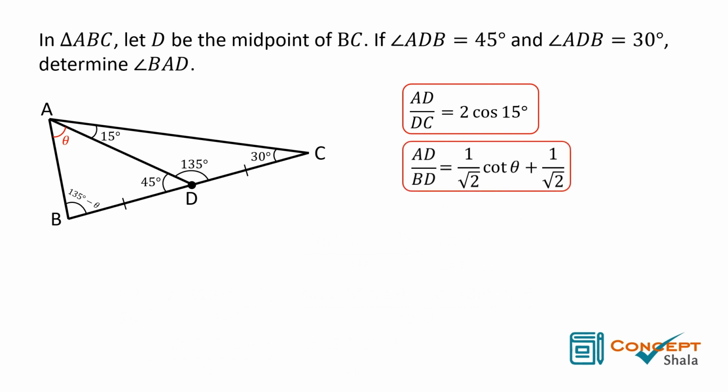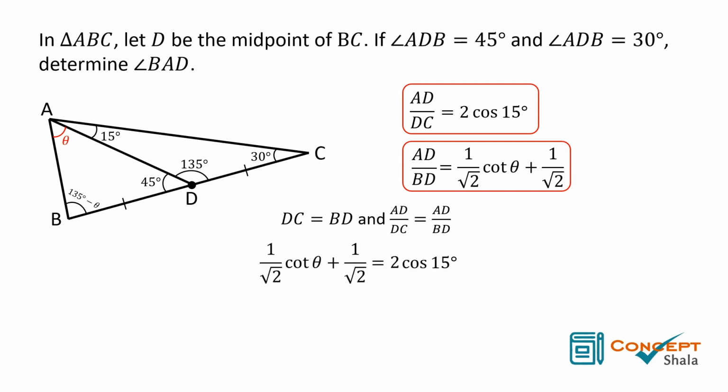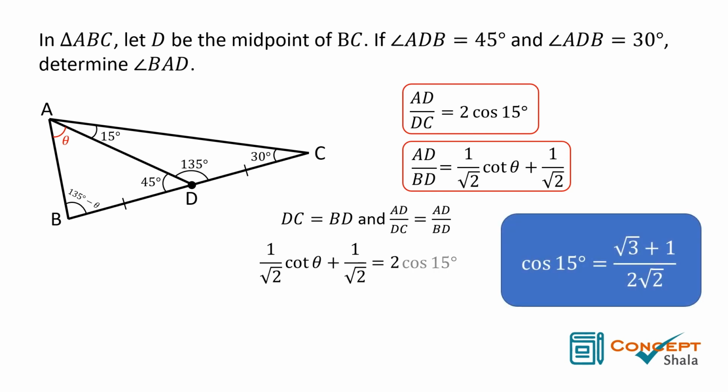As we know that D is the midpoint of BC, DC is equal to BD and AD over DC is equal to AD over BD. So we have 1 over root 2 cot theta plus 1 over root 2 is equal to 2 cos 15 degrees. On simplifying this equation, we get the value of cot theta as root 3. We know that cot of 30 degrees is root 3. So we know that the angle BAD is equal to 30 degrees.